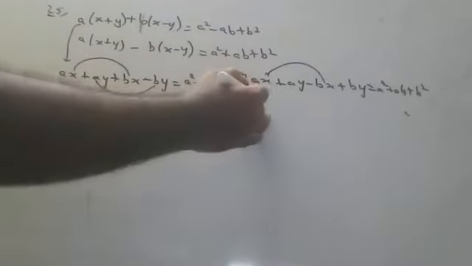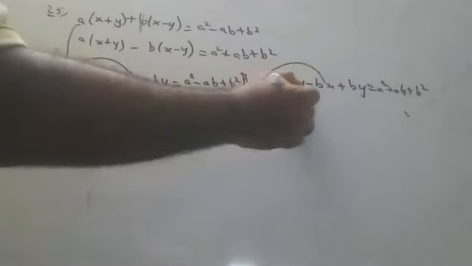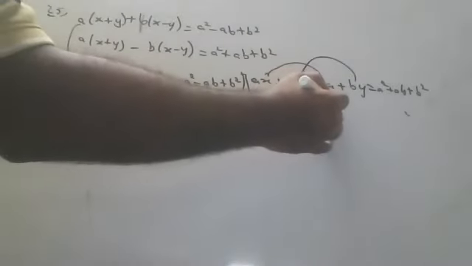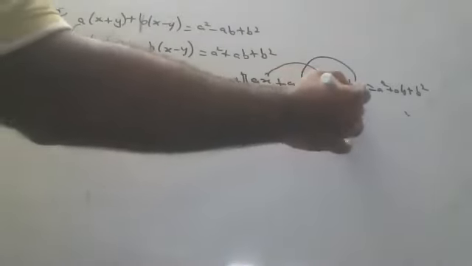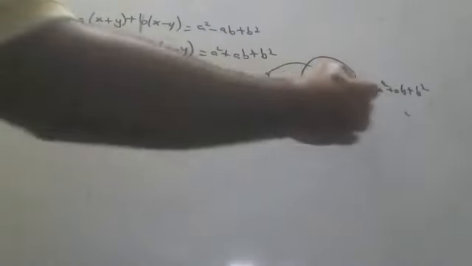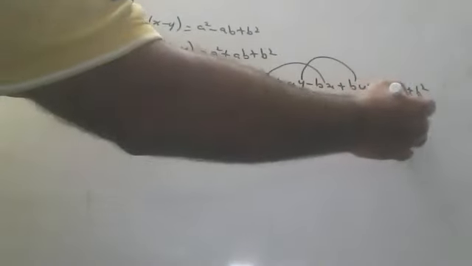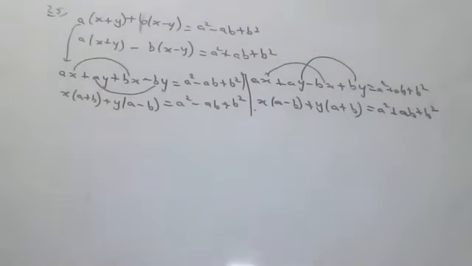Here in both, children, x is common, (a - b). In both, y is common, (a + b), is equal to a² + ab + b². So (a + b), (a - b), (a + b), (a + b). So, children, this equation becomes very big. So, to avoid the big elimination, I'm going with the cross multiplication method, children.